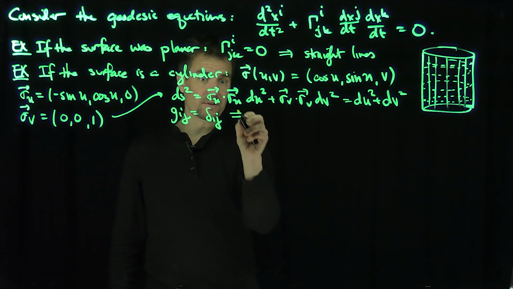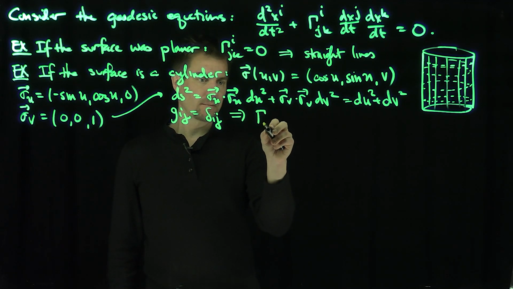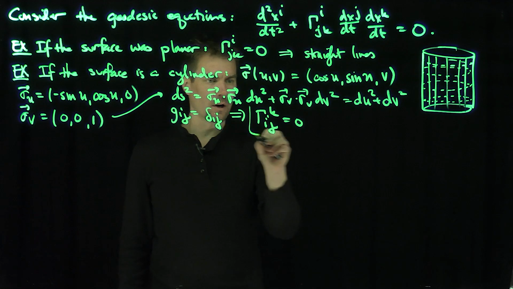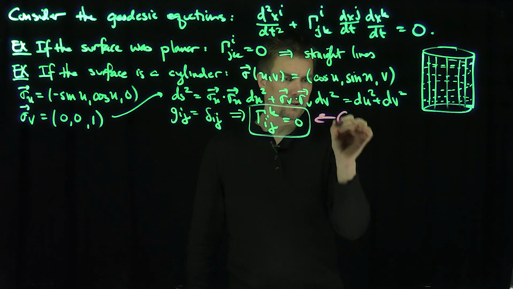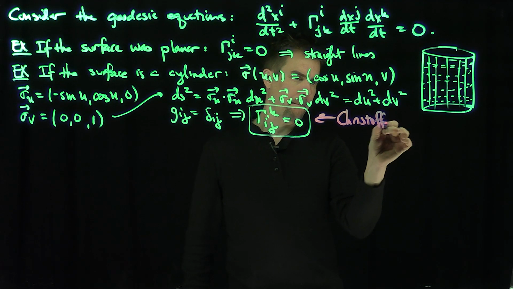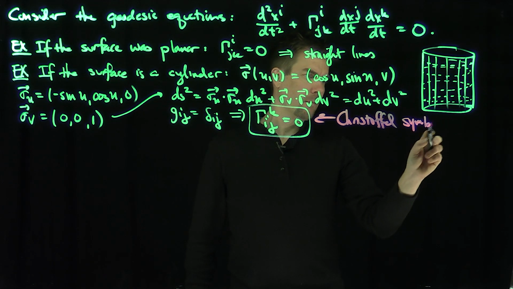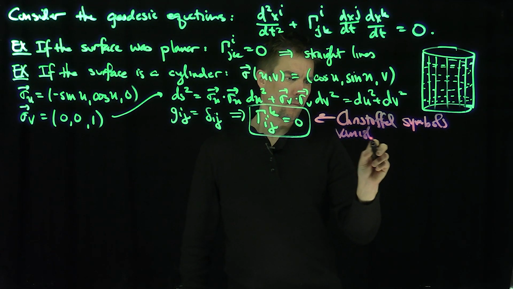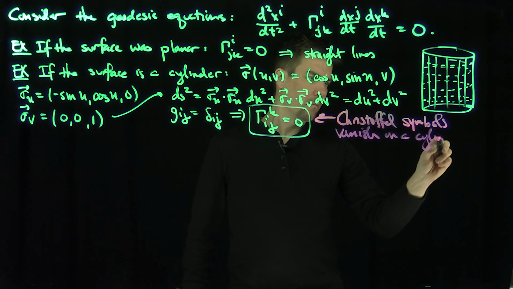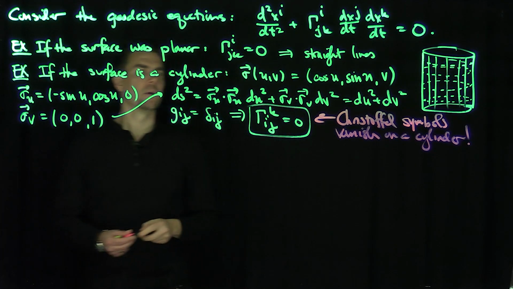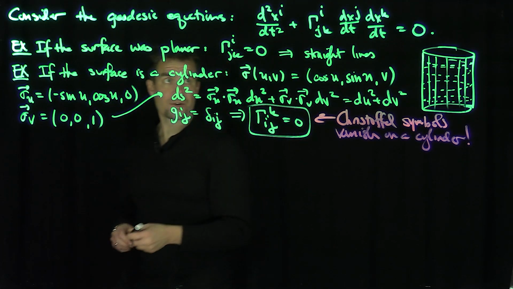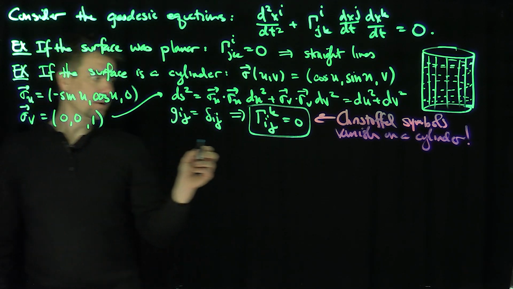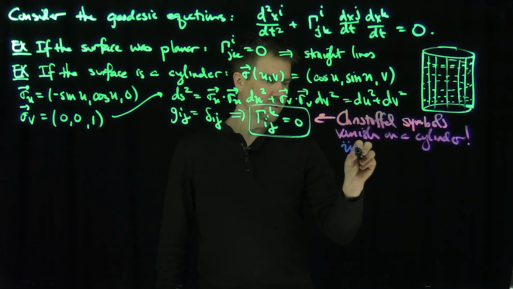And so that forces all the Christoffel symbols to be what? Gamma^i_jk are all equal to 0 on a cylinder. All the Christoffel symbols vanish on a cylinder. Excellent. And so now, what are the geodesic equations? Now the geodesic equations are very, very simple. They turn into u double dot equal to 0, and v double dot equal to 0.